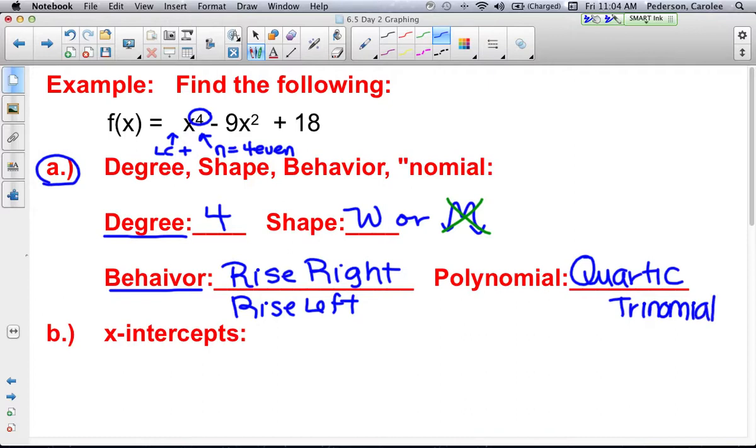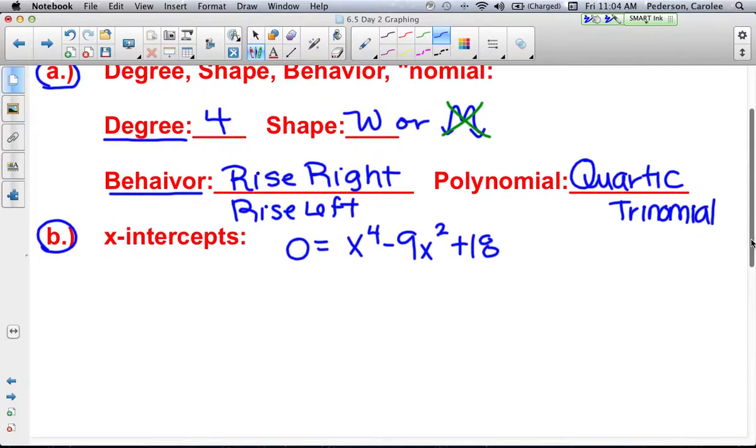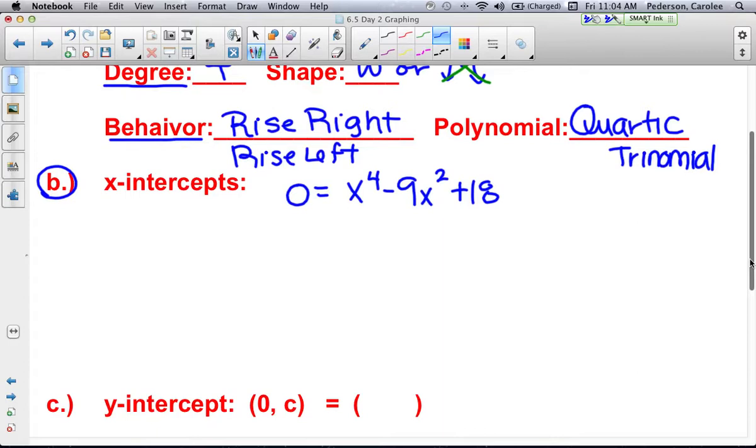Now let's go down in part B and find the x-intercepts. Remember, to find the x-intercepts, we set the function equal to 0 and we solve for x. We're finding the zeros of the function. So 0 equals x to the fourth minus 9x squared plus 18. So we have to factor this.